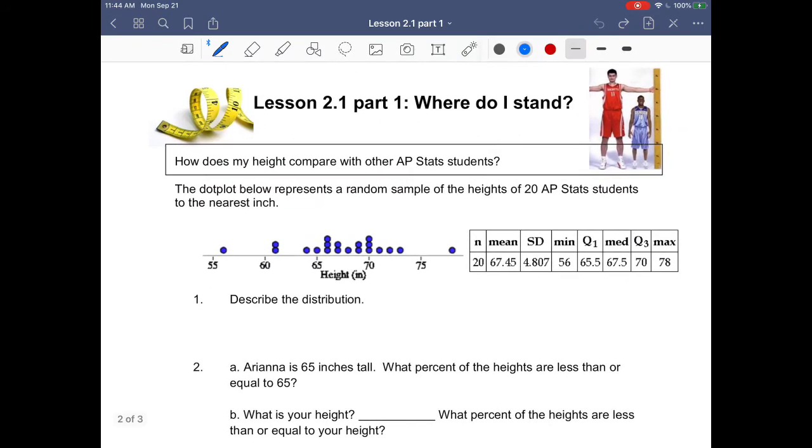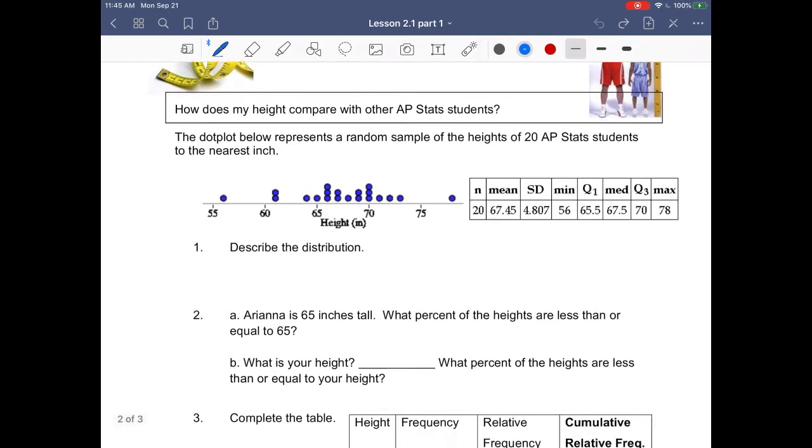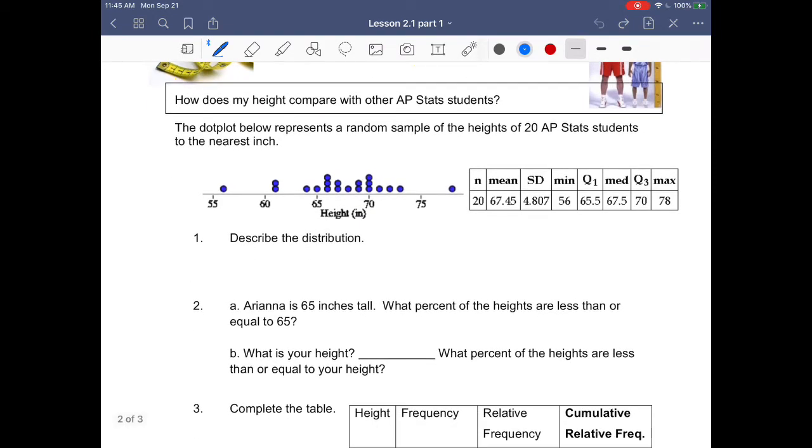We're going to go back to the height of statistics students. We have a random sample taken of 20 students, and the summary statistics are given in the box as well as the dot plot. So based on previous knowledge, why don't you try parts 1, 2, and 3, and we'll catch up to you then. So why don't you pause the video and see how you make out.